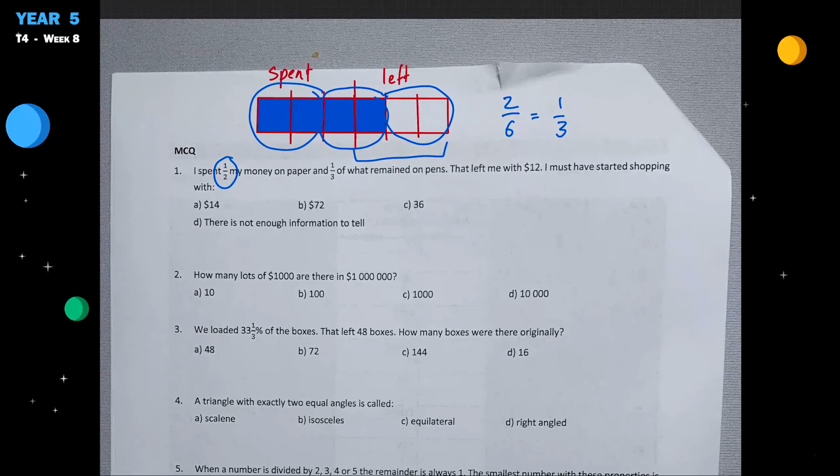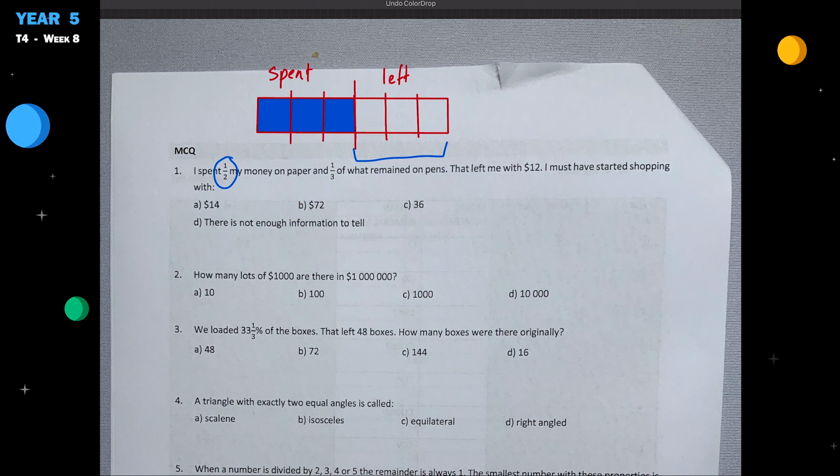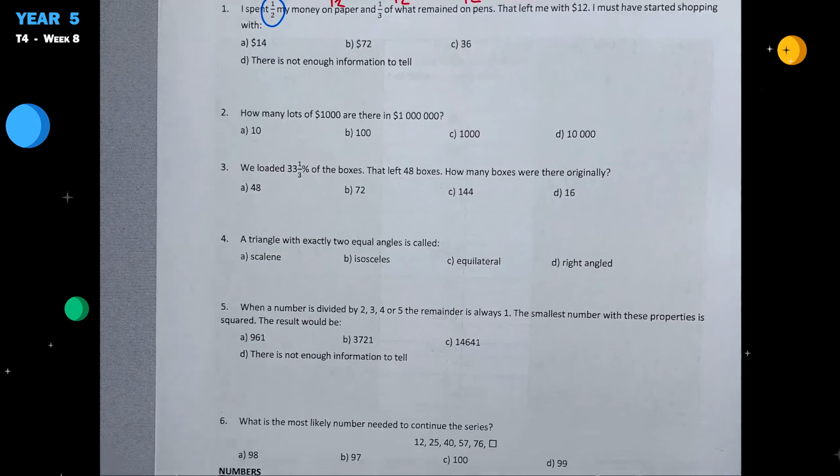Now that's 12. So this is 12. So that left me with 12. So what you have left is 12. So in all of this part here, let me just rub this out. Actually, you know what? Let's do this. Oops. Rewrite that. So what you have left here is 12. That's how much I got left. I must have started shopping with how much? Well, if that's 12, this must be 12, and this must be 12. How much did you begin with? 12 times 3. You can figure it out.